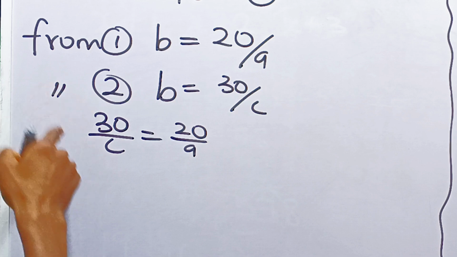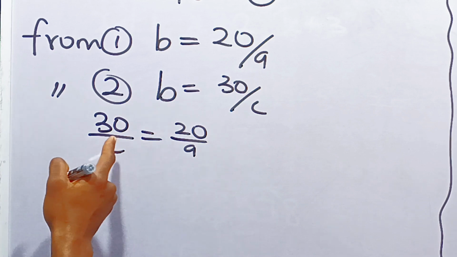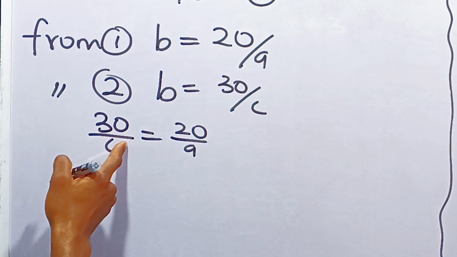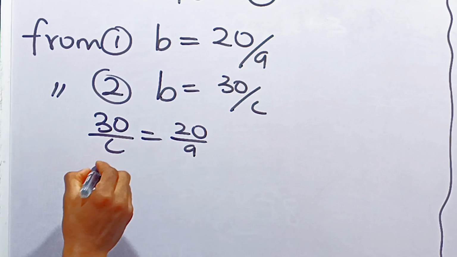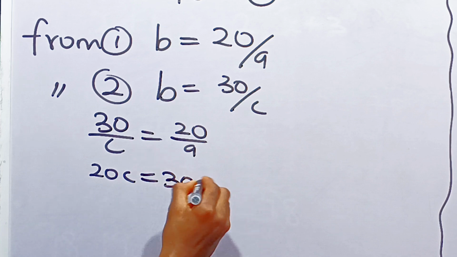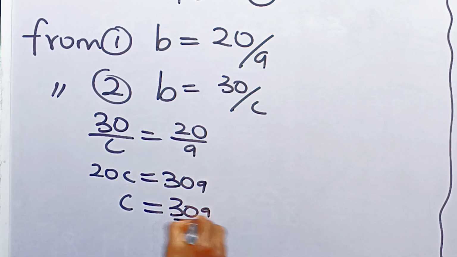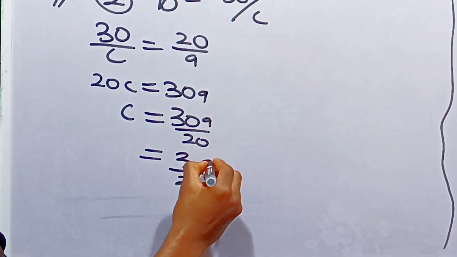Okay, now when we cross multiply, we can make C or A the subject of the formula. So we have that 20C is equal to 30A. Hence our C is equal to 30A over 20, which is equal to 3A over 2.